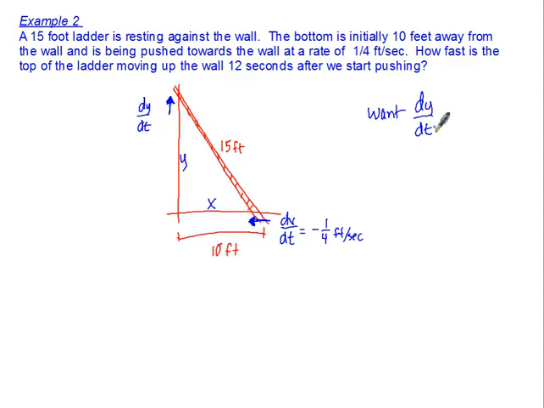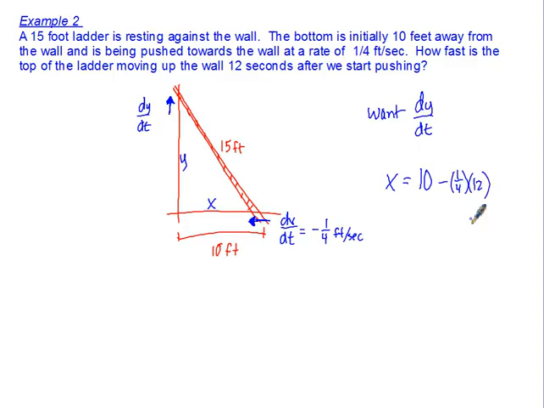And then something interesting: how fast is it moving up the wall 12 seconds after we started pushing? So I have a time limit, right? This is not infinite. I'm only going to push for 12 seconds. I also know something. They're giving me that for a reason, okay? I'm pushing at a rate of 1/4 foot per second, and I'm pushing for 12 seconds. So you can figure out where I'm going to stop. Does that make sense? So what does that represent? The x. I can figure out what x is, because it started off at 10, and I know it's going down 1/4 foot per second.